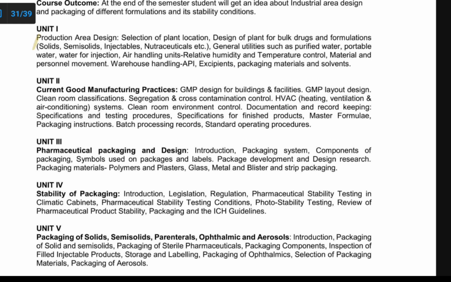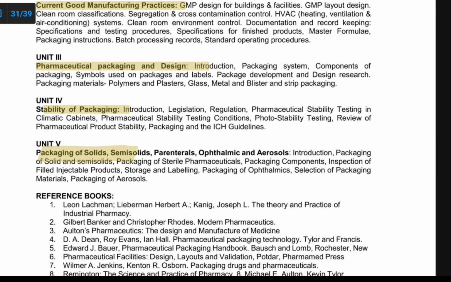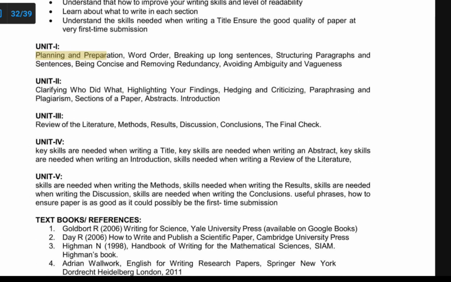In this we have production area design, current good manufacturing practices, pharmaceutical packing and designing, stability of the packing of solids, semi-solids, parenterals, ophthalmics and aerosols. Then English for research writing. In this, planning and preparation, clarifying who did what and review of the literature, and then key skills needed to write the titles, and skills needed when writing the methods.